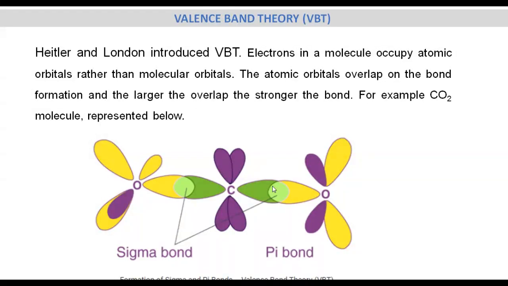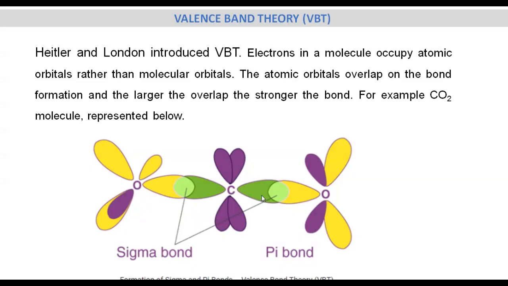Here this contains three parts. The first part is that electrons in a molecule occupy atomic orbitals rather than molecular orbitals. These are the atomic orbitals of the carbon dioxide molecule. The second part is that atomic orbitals overlap on bond formation. Upon the overlapping of atomic orbitals, a bond is formed, and that bond is a valence bond. The third part is that the larger the overlap of the atomic orbitals, the stronger the valence bond.